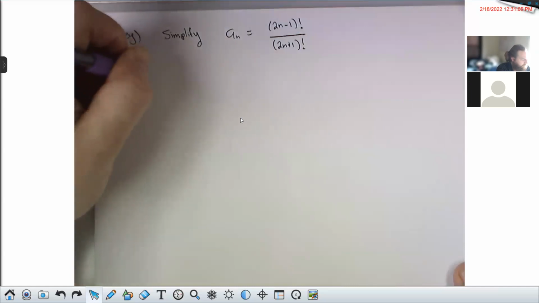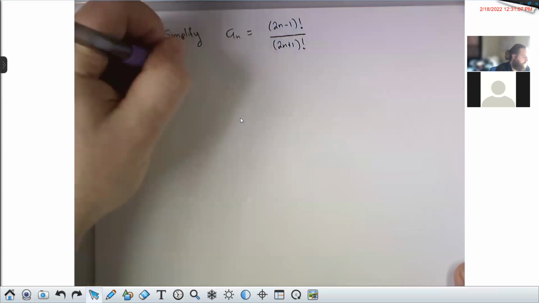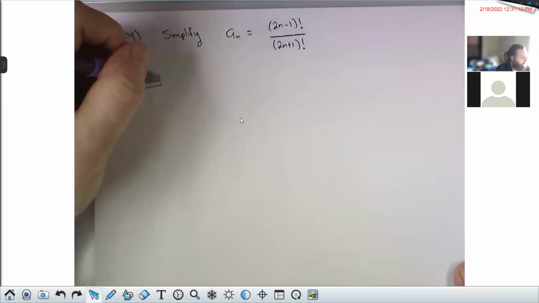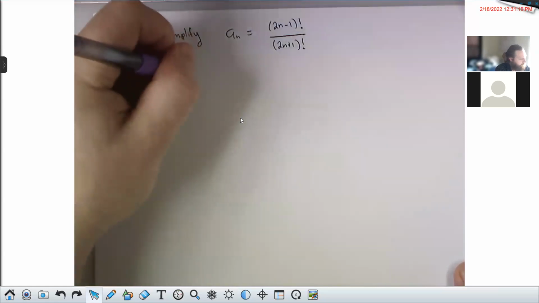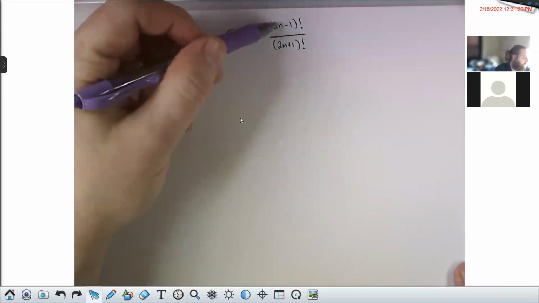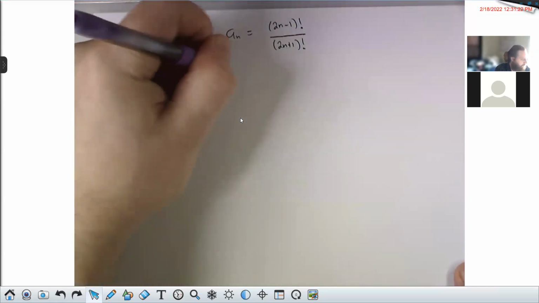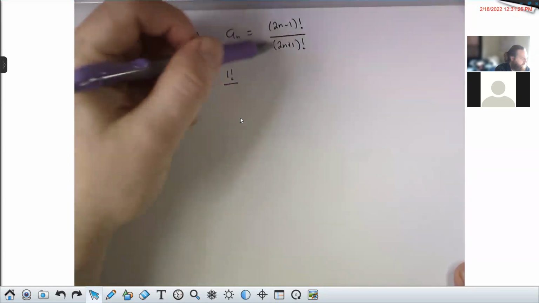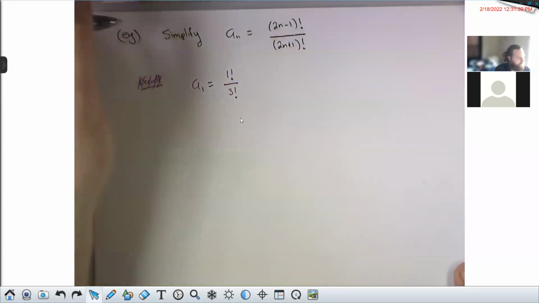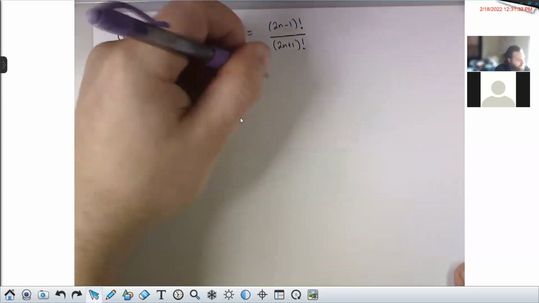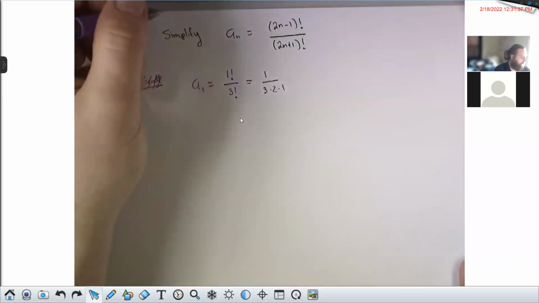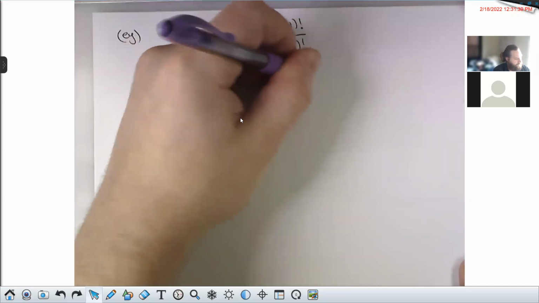So I'd say recall, well, let's look at the first few terms here. So A1 would be 2 times 1, which is 2, minus 1, that's 1 factorial. And downstairs here you'd have 2 times 1 plus 1, that's 3 factorial. 1 factorial is 1. 3 factorial is 3 times 2 times 1. So this would be 1/6.